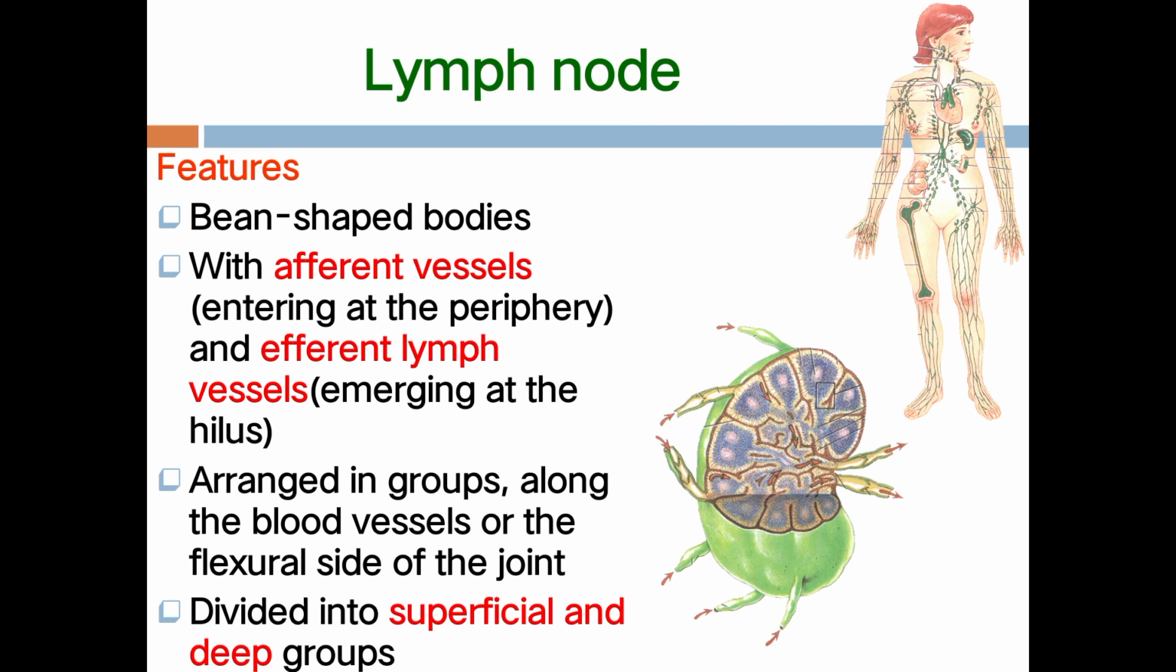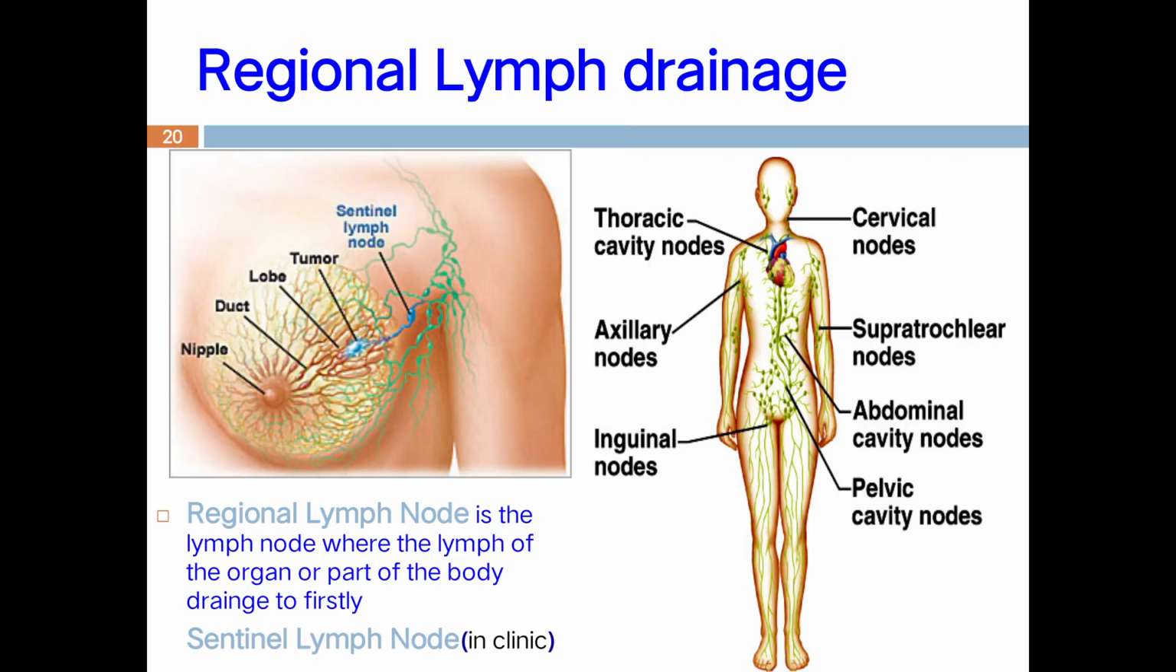Lymph node features: bean-shaped bodies with afferent vessels entering at the periphery and efferent lymph vessels emerging at the hilus, arranged in groups along the blood vessels or the flexural side of the joint, divided into superficial and deep groups. Regional lymph drainage: a regional lymph node is the lymph node where the lymph of an organ or part of the body drains to first, the sentinel lymph node. As you can see in the picture, it is the breast.